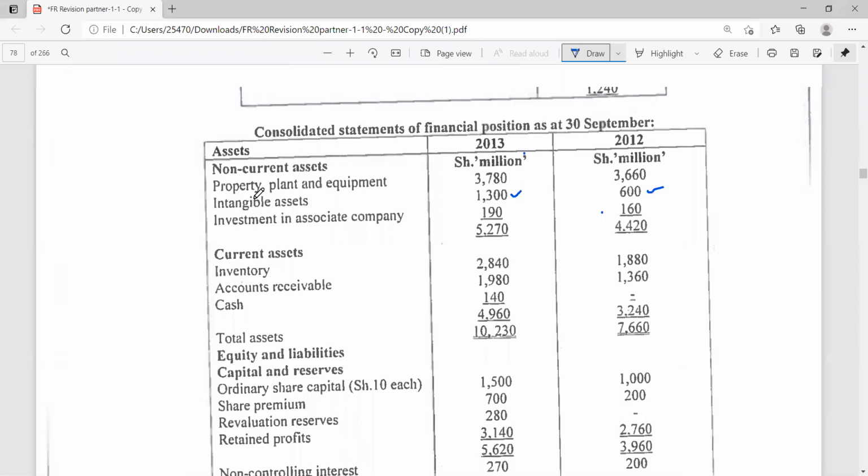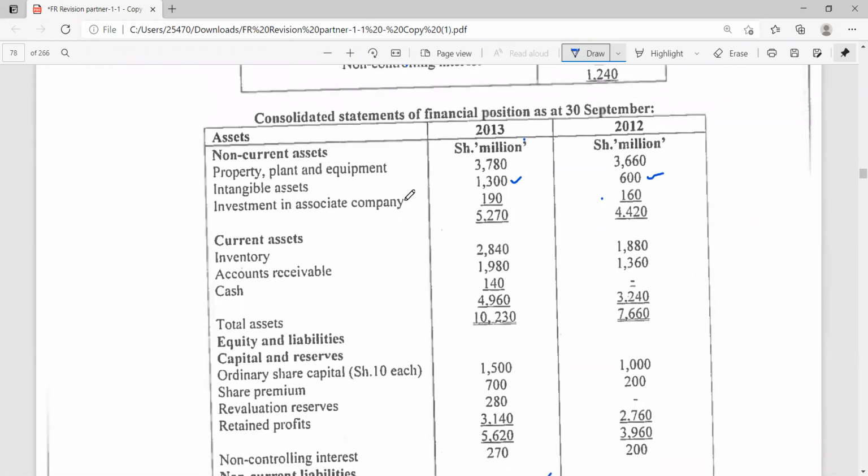So you can see here under non-current assets, you are told that the investment is from which company? The investment which this Uongozi made is in the associate. So which means that they will receive dividends from the associate. This is what will guide us.